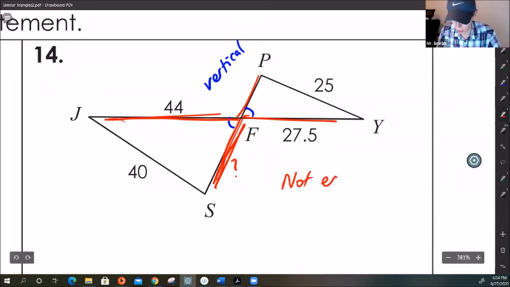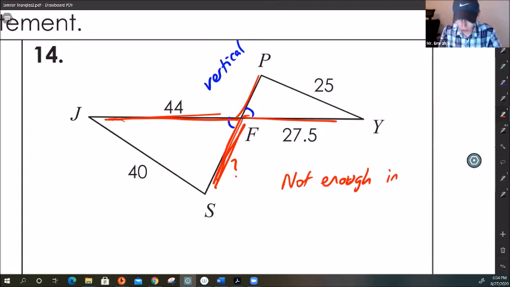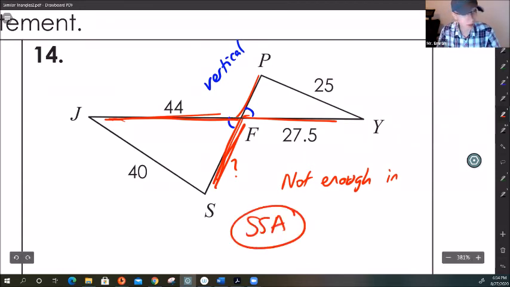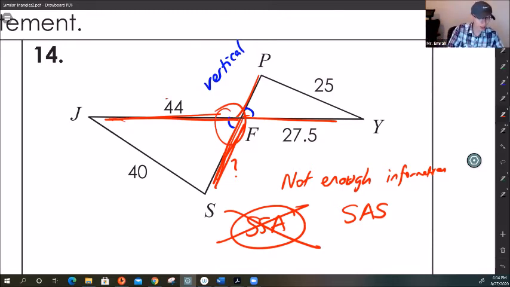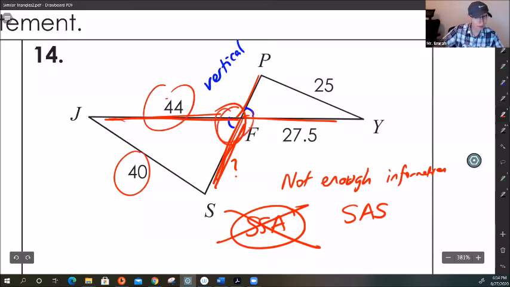So it has to be adjacent? They have to be adjacent to that angle. Otherwise, there is no side angle side. Not enough information. It has to be exactly a side, an angle next to it, and then another side next to that angle. It has to be an included angle, and then it has to be given the two sides. Otherwise, if it is given to you in this orientation, side side angle, then there is no side angle side similarity.